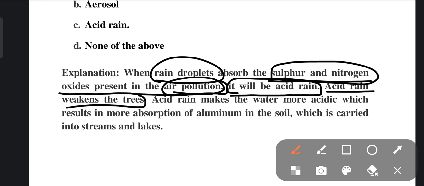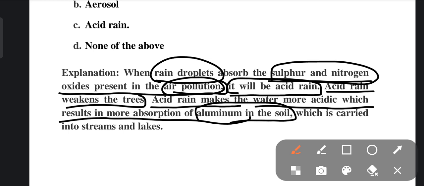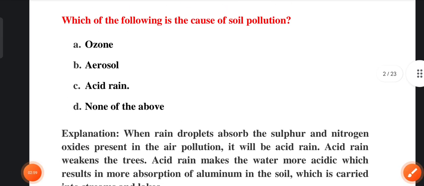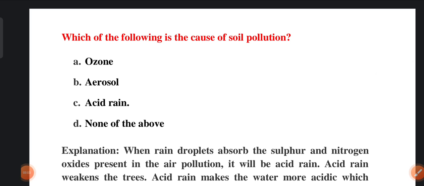Due to the acids present in the water, when the plants and the trees take that water, it will affect the trees, and acid rain makes the water more acidic, which results in more absorption of aluminum in the soil. So when the acid rain falls on the earth, what will happen? The water present on the earth will become more acidic, and it will absorb the aluminum in the soil, which is carried into the streams and lakes. Okay, streams are nothing but water stagnated on the earth, and lakes. So this is the reason for the cause of soil pollution.